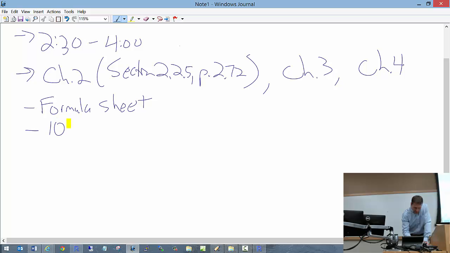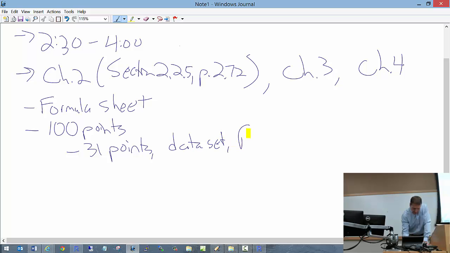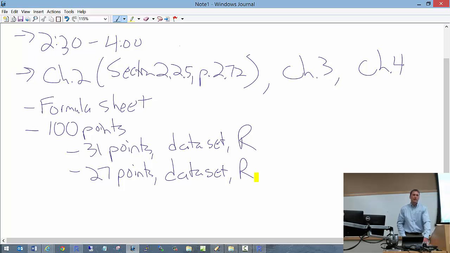The test is not finalized, but it's pretty close to being finalized. There's 100 points possible. Problem number 1 is worth 31 points. You're going to be given a data set. You're going to have to use R for some calculations. Problem number 2 is worth 27 points. Data set you'll be given. You can use R for some stuff.